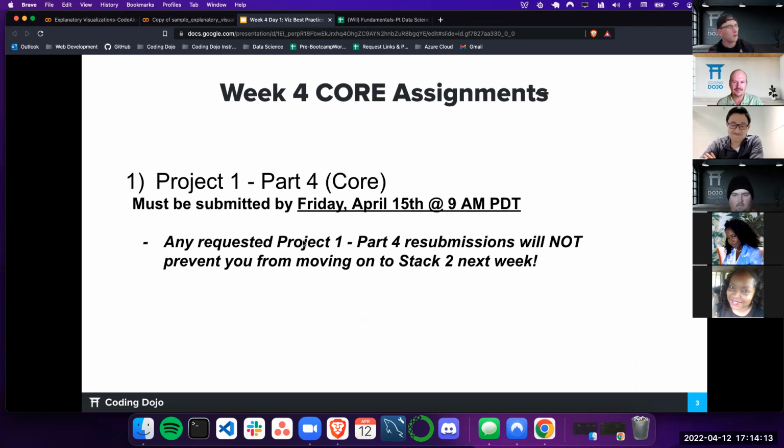Any requested resubmissions are not going to prevent you from moving forward to the next stack, but everything must be submitted. Please do not pass the exam, go to all the classes, and then have 2 outstanding resubmits, and I'm going to have to make you retake. Nobody wants that. It's out of my hands. If you don't do it, I can't do anything, and it's $500. So please make sure that you are prepared there.